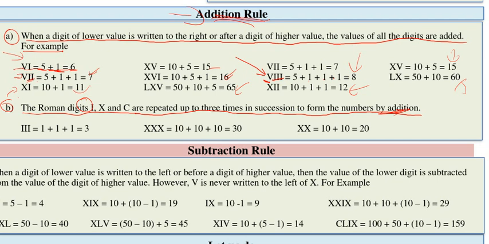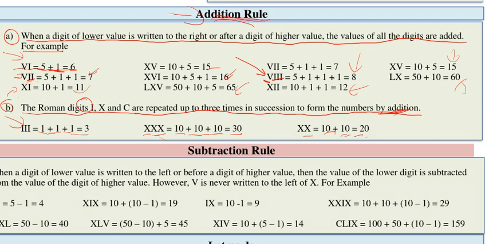Now here we have examples also like 3 only. So 1 plus 1 plus 1 is equal to 3. XXX, 10 plus 10 plus 10 is equal to 30. XX, 10 plus 10 is equal to 20.